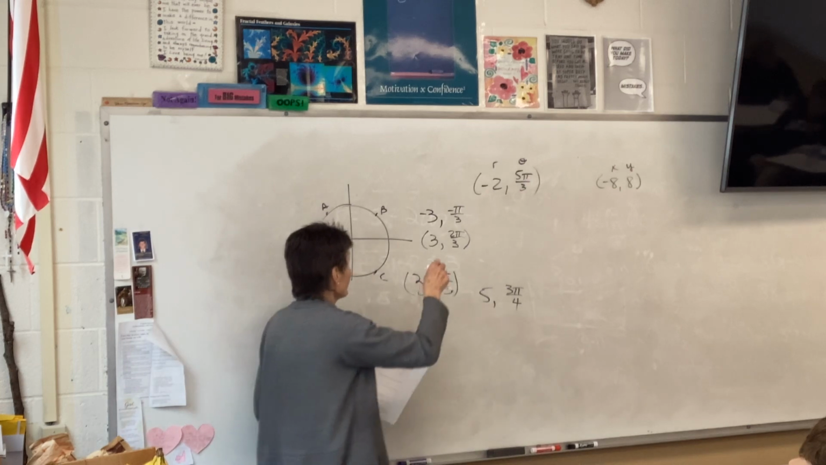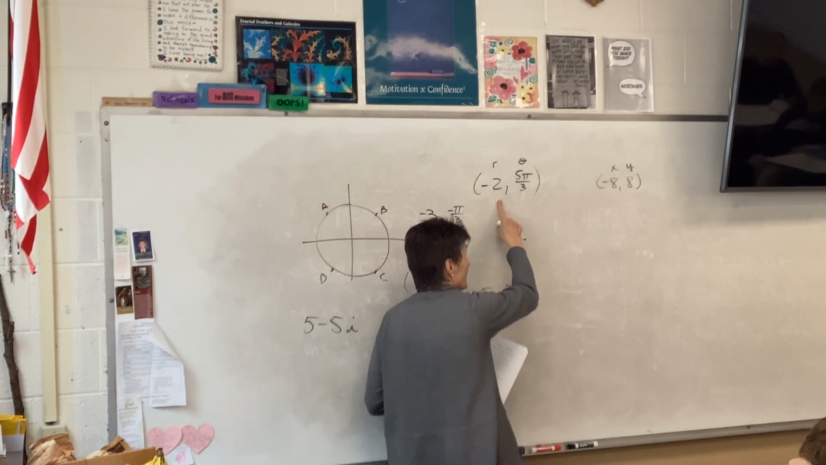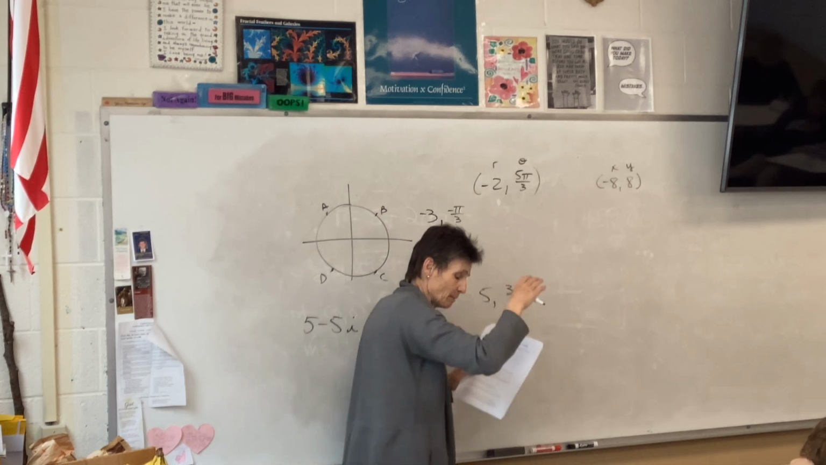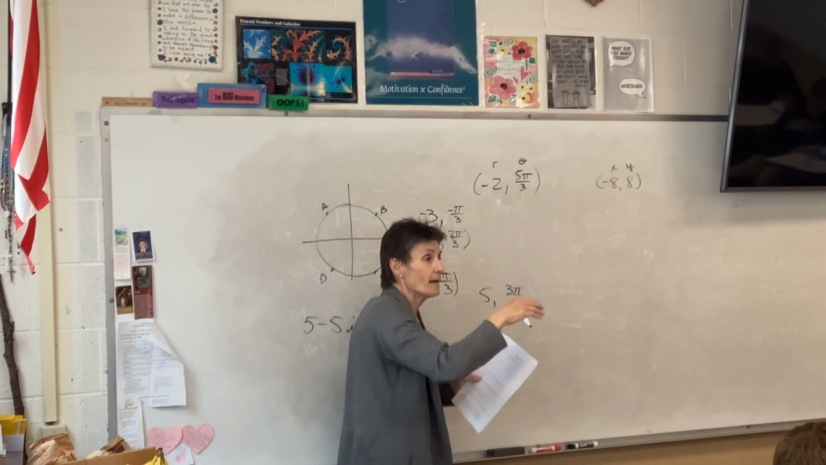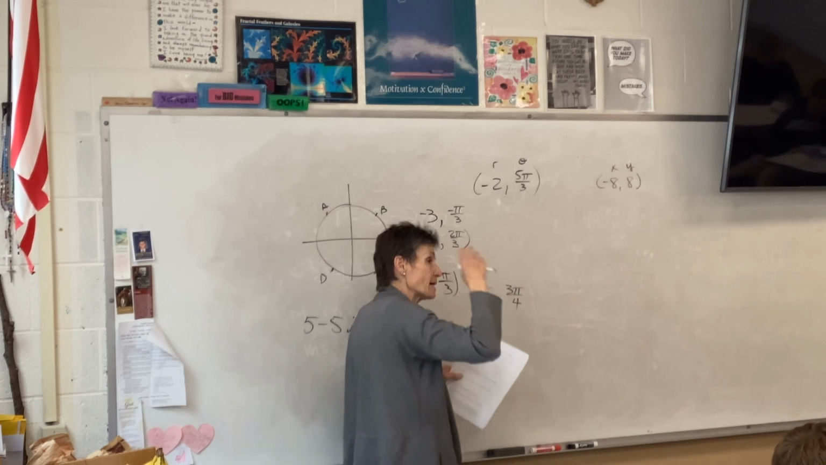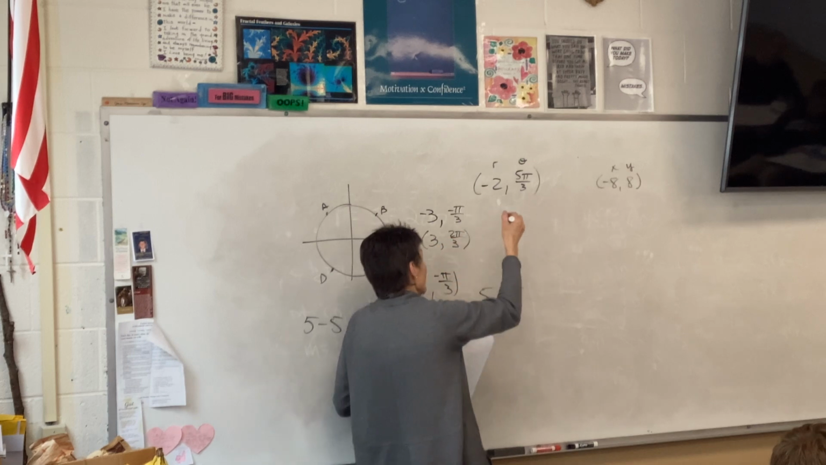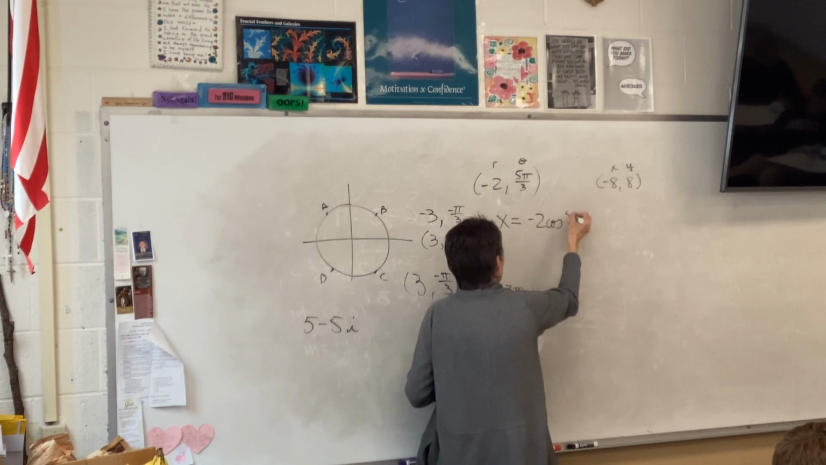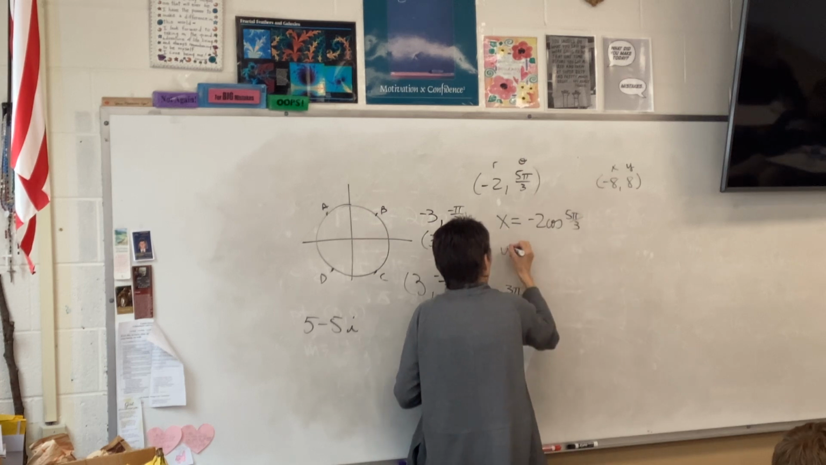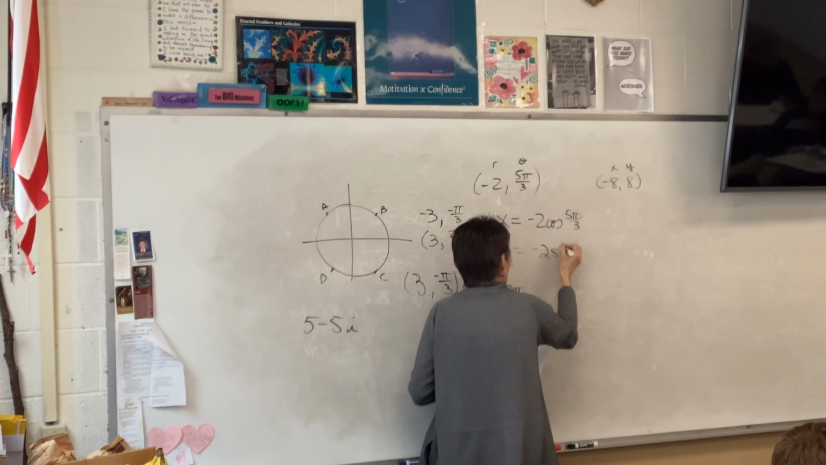All right, now we're going to change from polar to rectangular. Okay, what does that even mean? What am I looking for? X and Y. And what do I know? Because I say it over and over and over again in my brain: X equals R cosine and Y equals R sine.